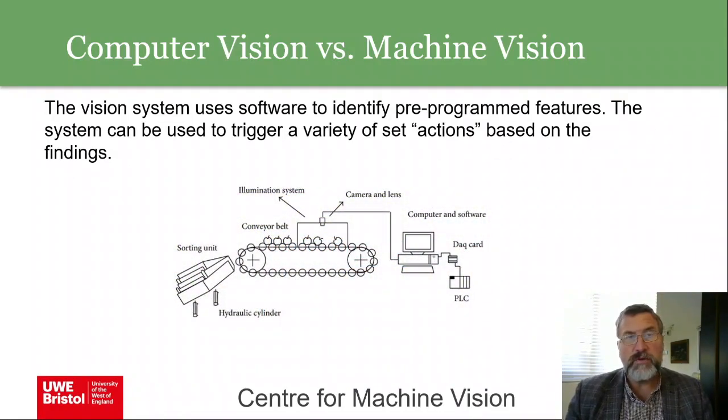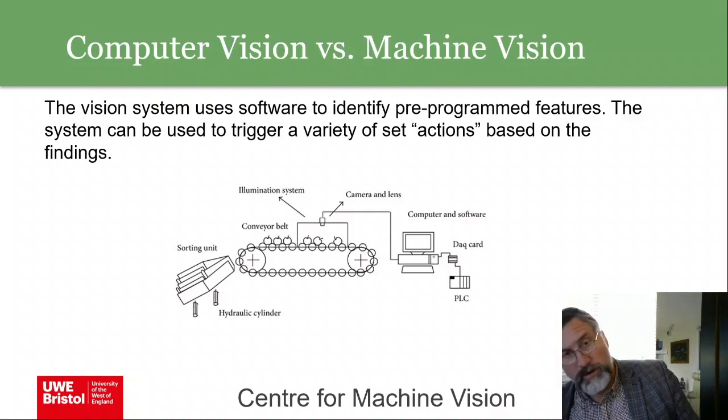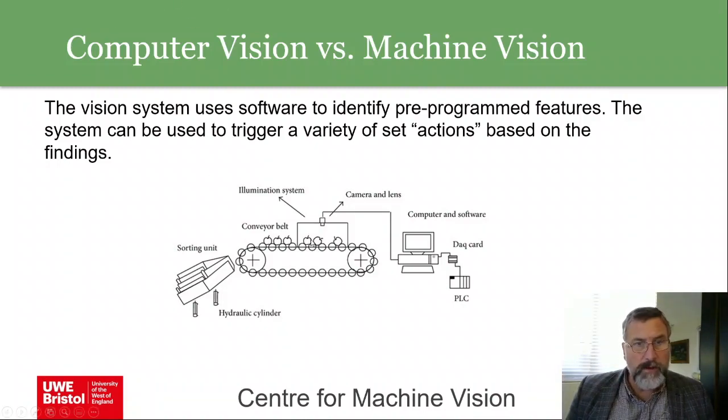Now, of course, we can use a software library to identify pre-programmed features, or like templates, if you like, and we can get various actions taking place based on the outcomes from the findings in the system. So looking at this one here, we've got a conveyor belt with some apples coming along it, as we just saw, a camera, and importantly, some kind of illumination, interface to the computer, and then we have a sorting unit.